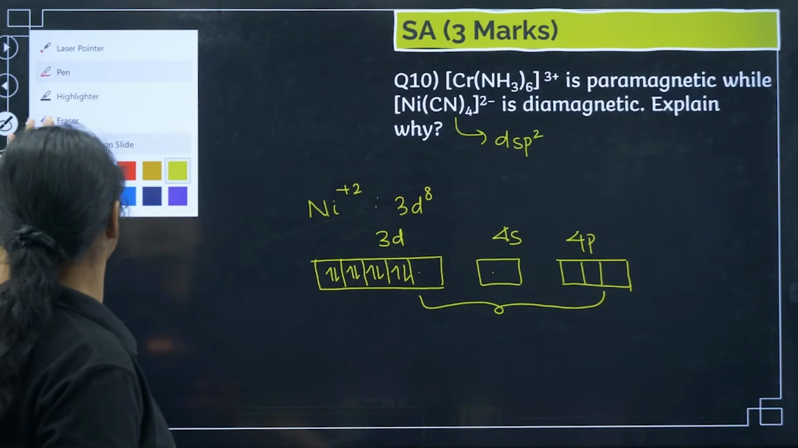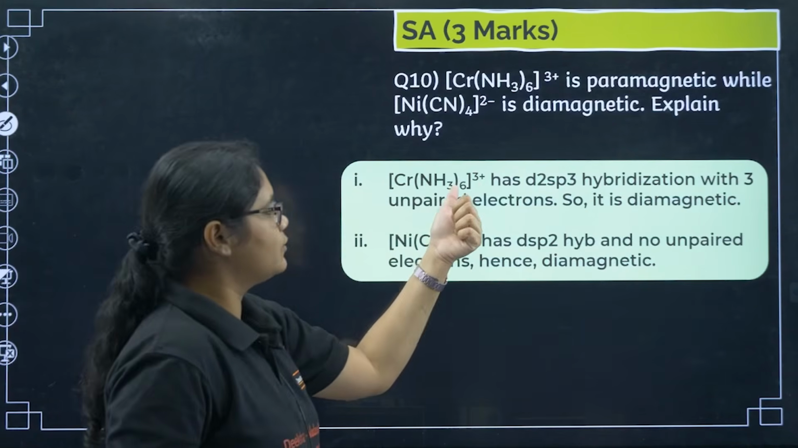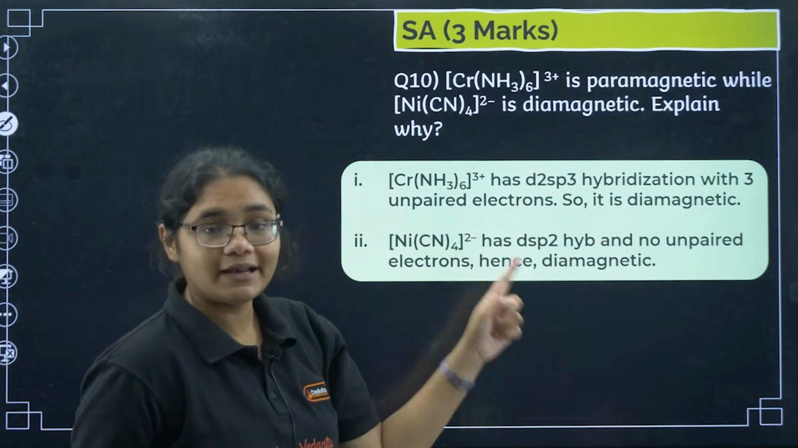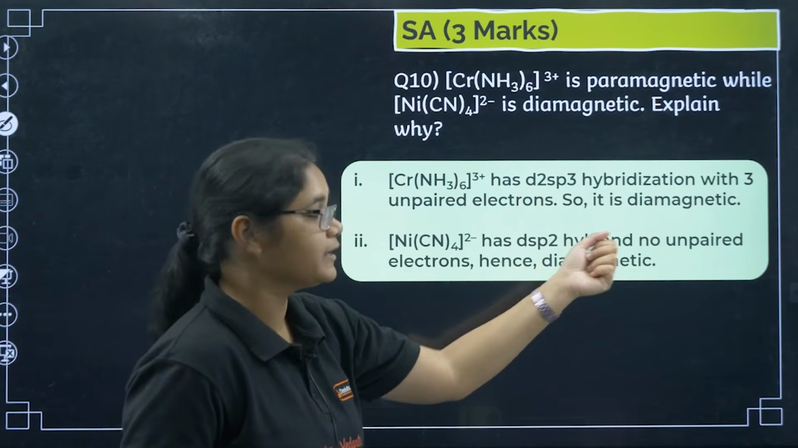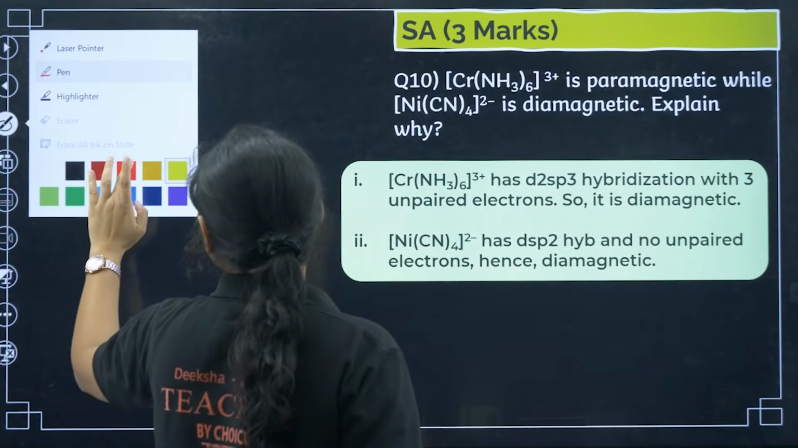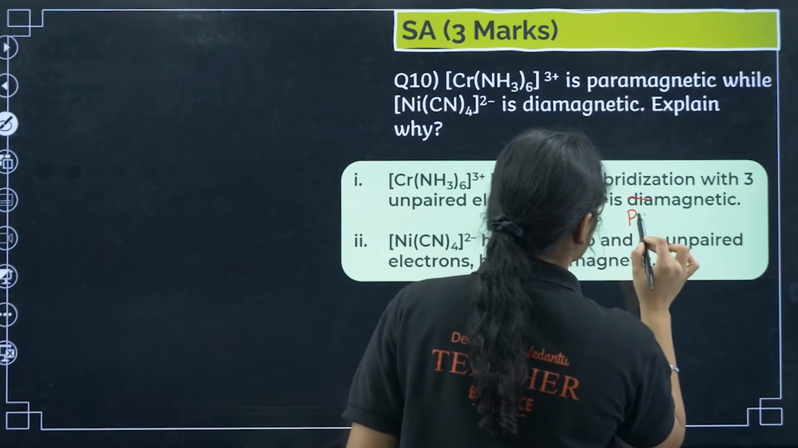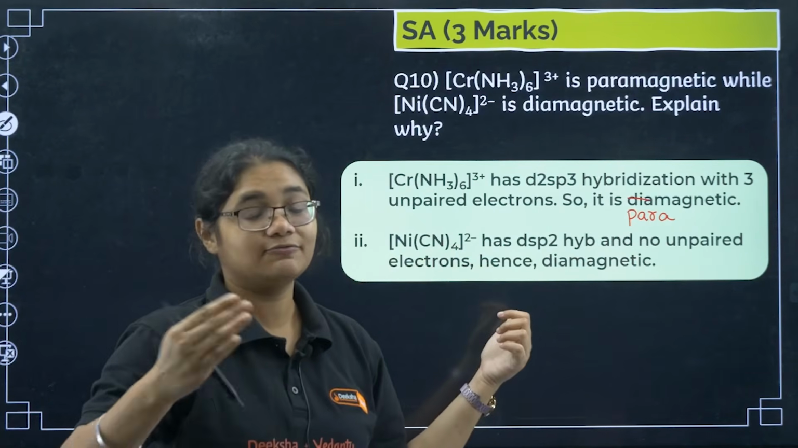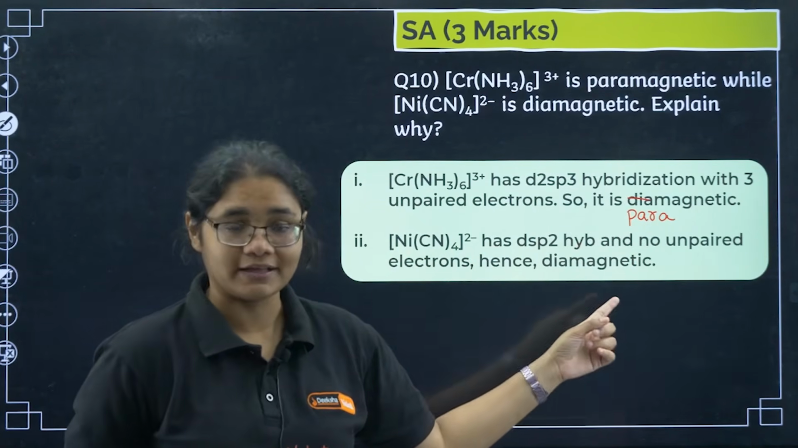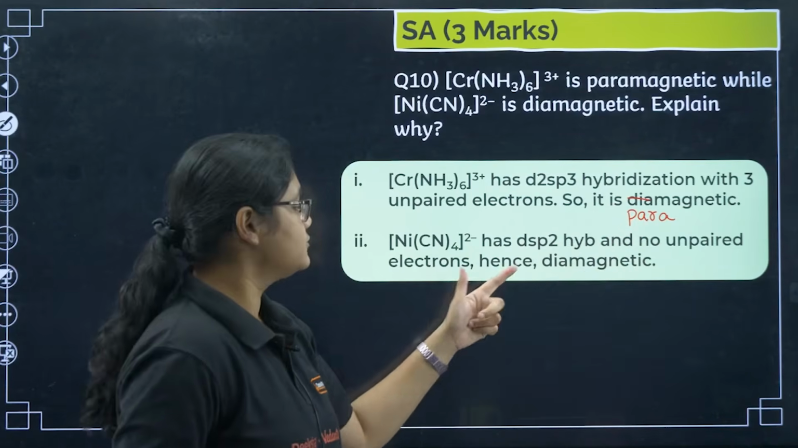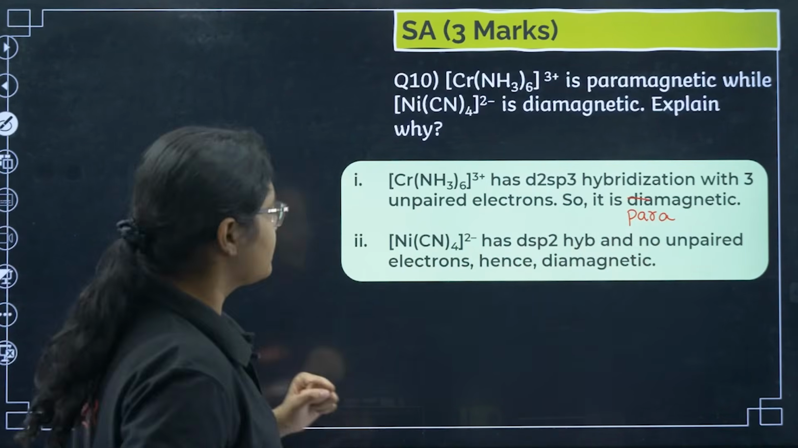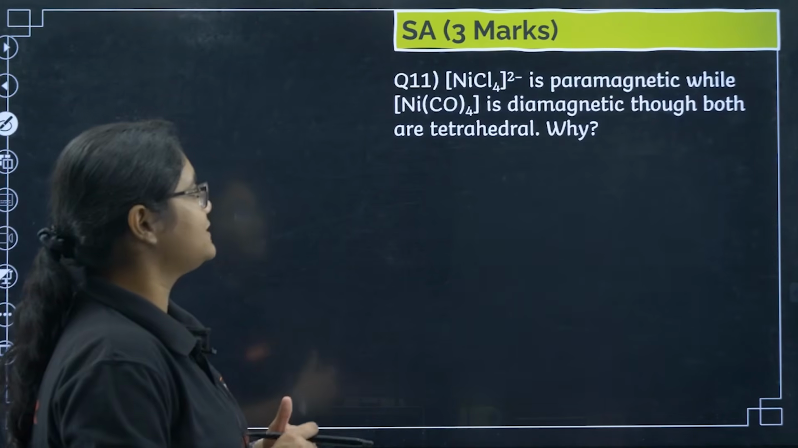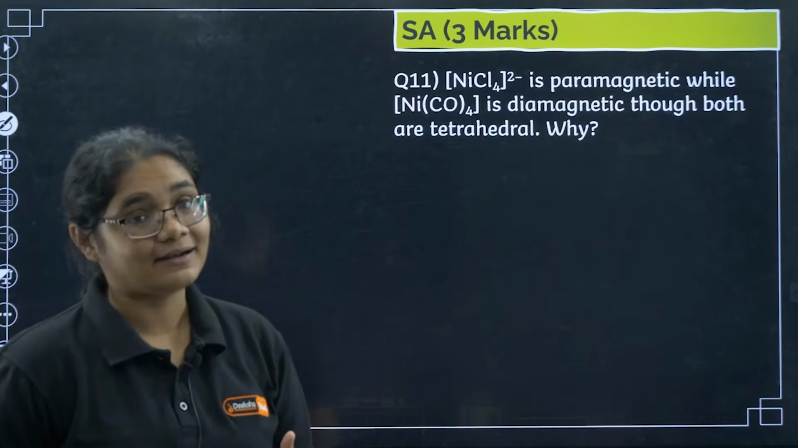So how can you write this answer in short? [Cr(NH3)6]3+ has d2sp3 hybridization with 3 unpaired electrons, so that is why it is paramagnetic. Next we have [Ni(CN)4]2-, which has dsp2 hybridization with no unpaired electrons, so that is why it is diamagnetic. Next, [NiCl4]2- is paramagnetic while Ni(CO)4 is diamagnetic, though both are tetrahedral.